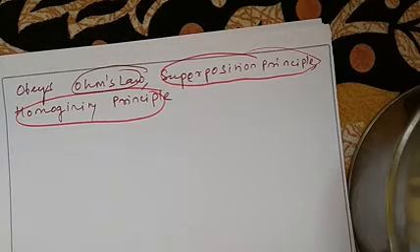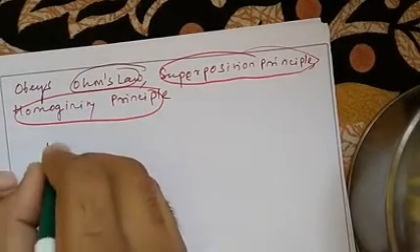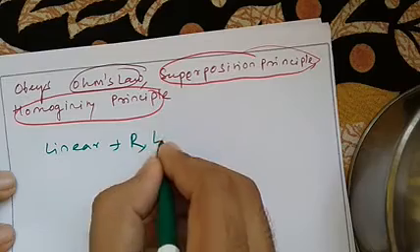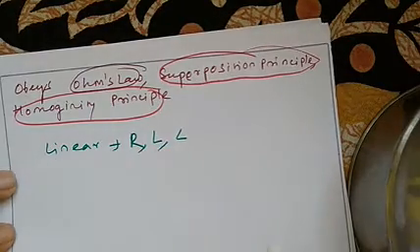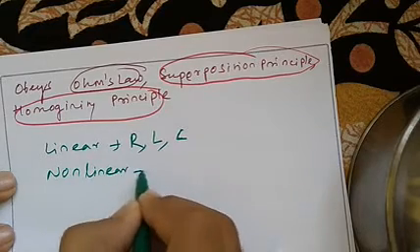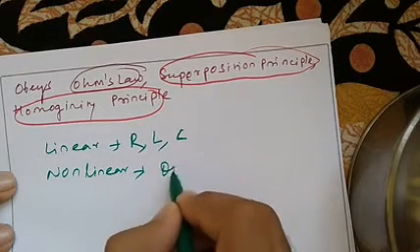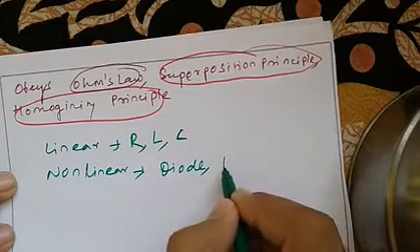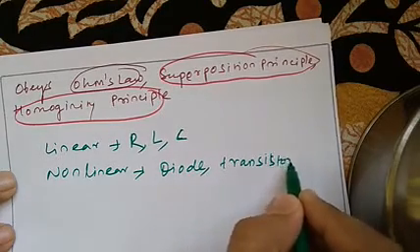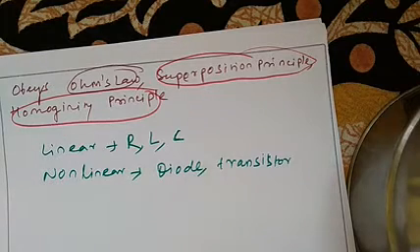Now the examples. The examples of linear elements, as we all know, are R, L and C. And non-linear elements are the diode and transistor. Linear are R, L and C, and non-linear are diode and transistor.